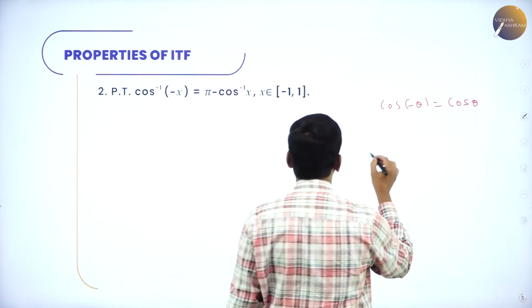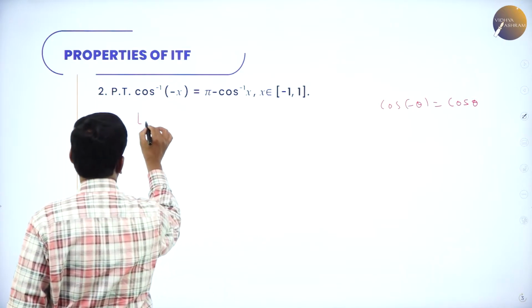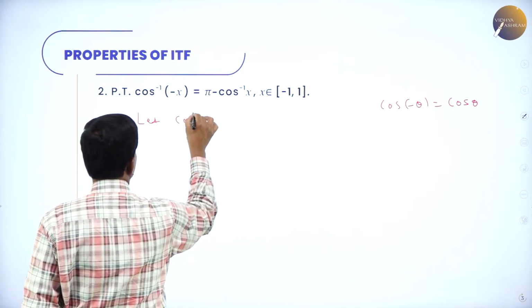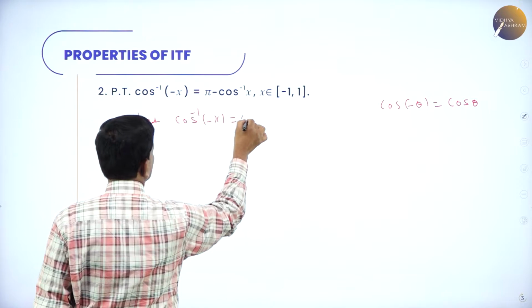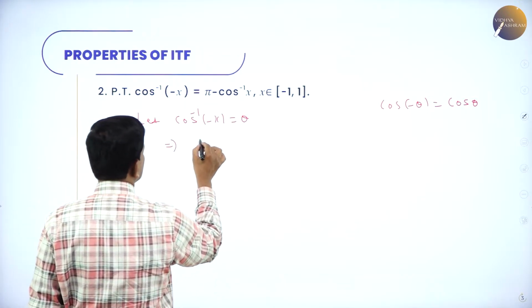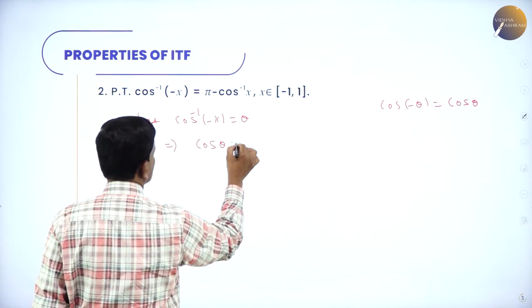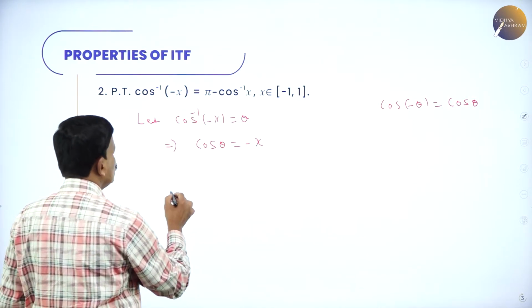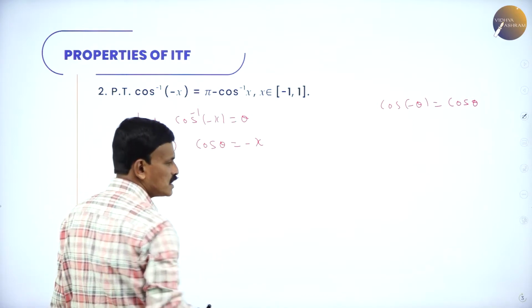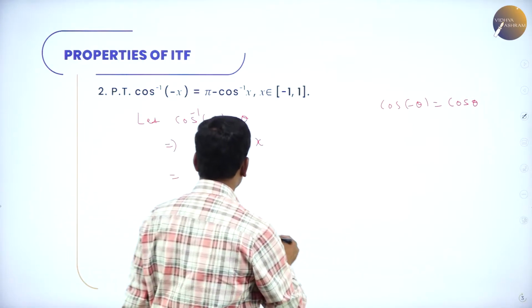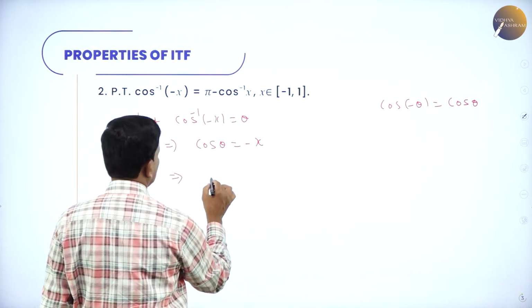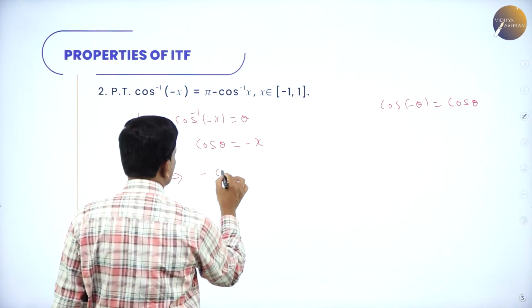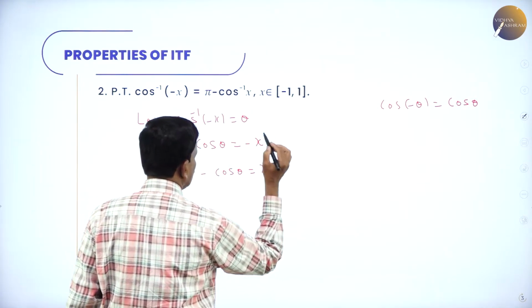It won't change us. Now let us consider this. Let cos inverse of minus x is equal to theta. Now this implies cos theta is equal to minus x. Now this cos theta can also be written as, if you multiply by negative sign, minus cos theta is equal to x.